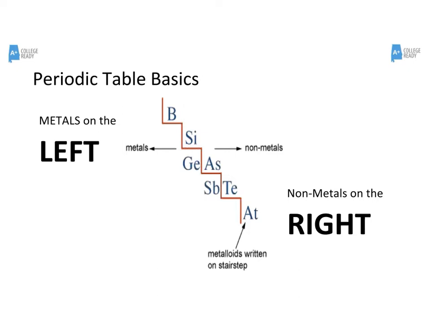There is a stair-step line that you should draw on your periodic table that divides the metals from the nonmetals. To the left of the stair-step line are all of the metals, and to the right are all of the nonmetals. Some of the elements along the stair-step line are metalloids. This is going to be really important as you go through nomenclature and bonding that you are able to identify a metal from a nonmetal.